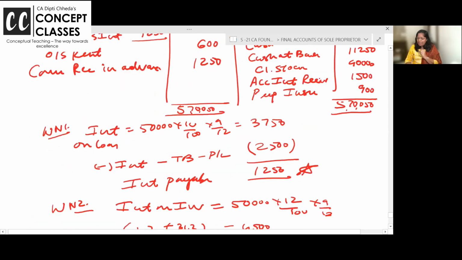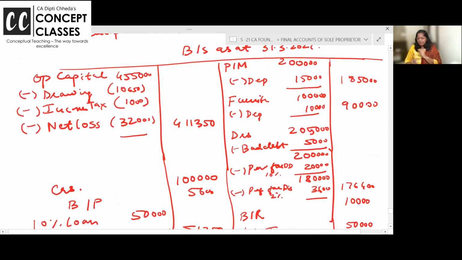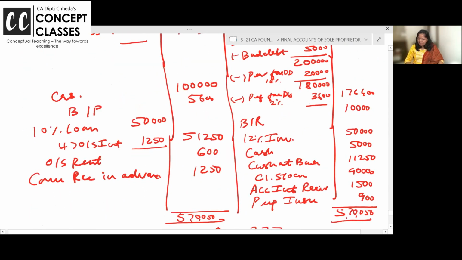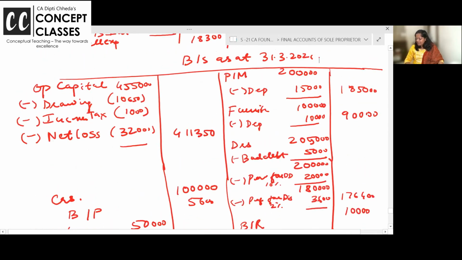Then go to the balance sheet and first tally your opening capital minus drawings which was written wrong. इसको सुधारो. Income tax minus loss minus profit रहता तो we would have added creditors, bills payable, loan and all. And then balance sheet asset side.